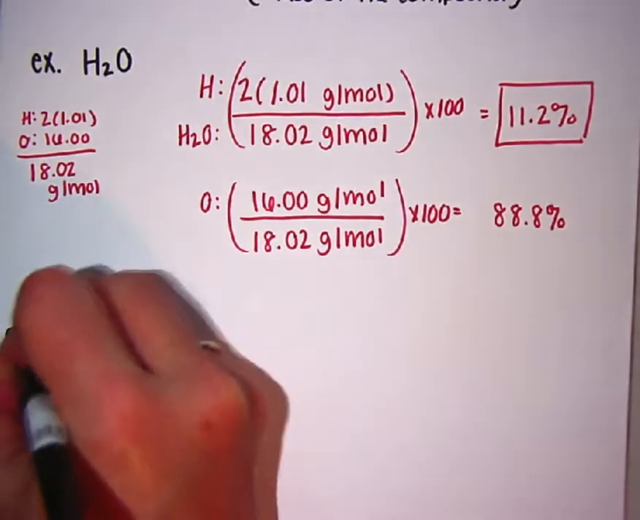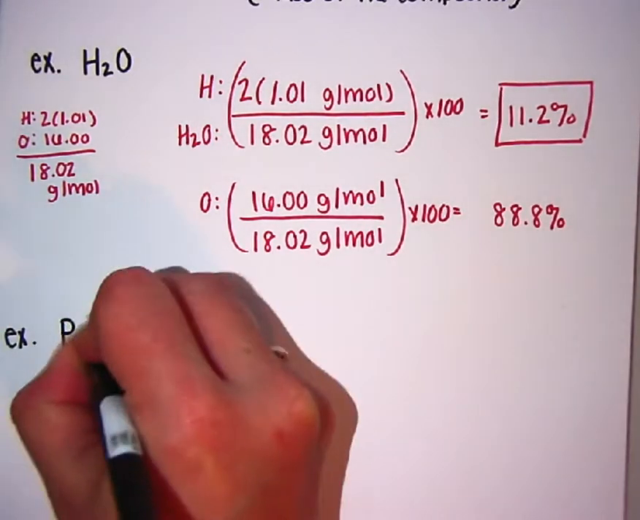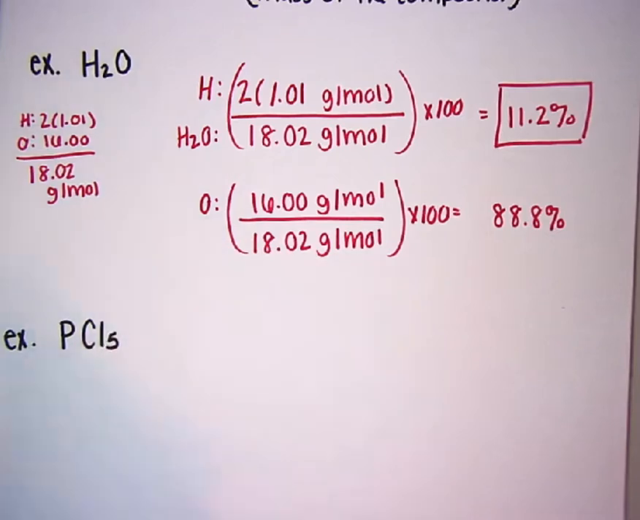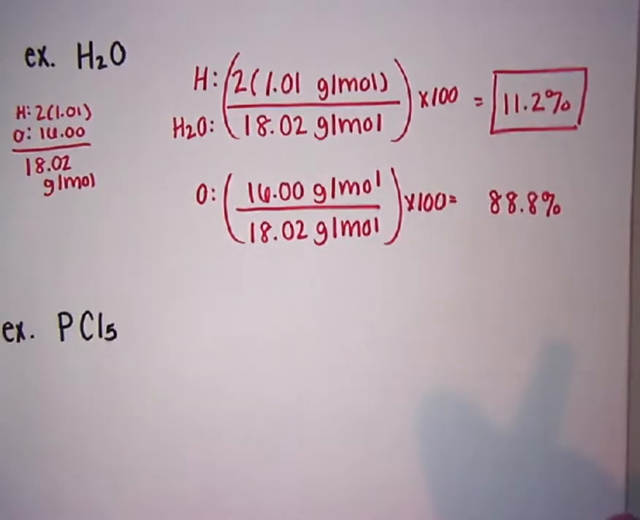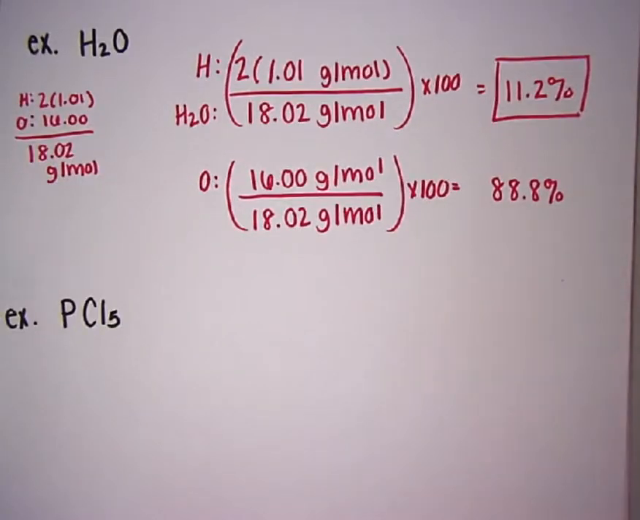Alright, try one on your own. Let's say we had phosphorus pentachloride. So pause the video and see if you can figure out the percent composition of phosphorus and the percent composition of chloride.